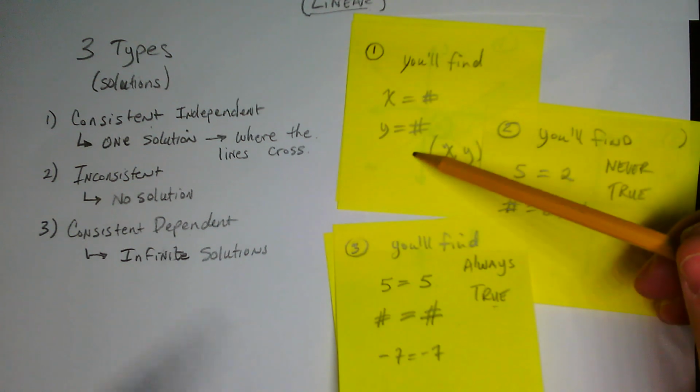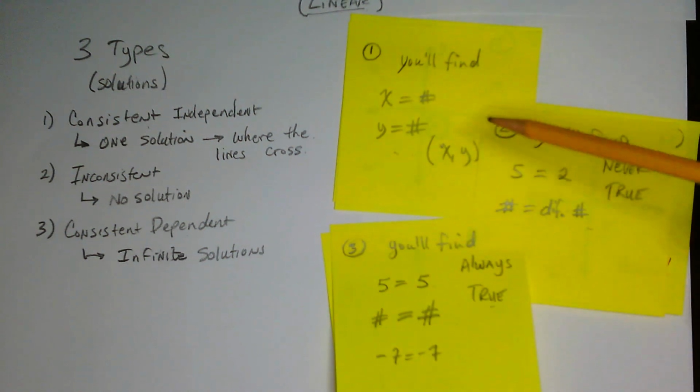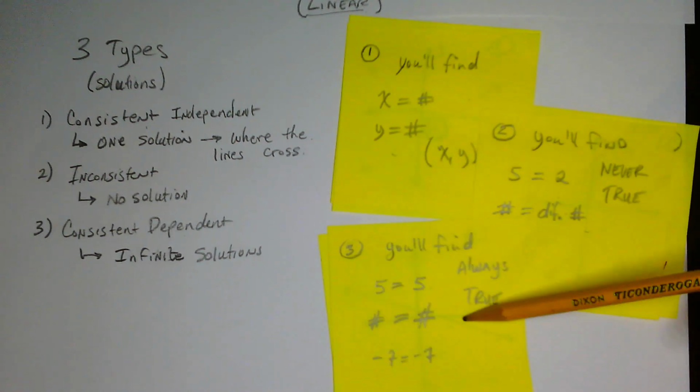This means you only have one set of numbers, one pair, one x, one y that works. You have one solution, no solutions, infinitely many solutions. Crosses once, parallel, coincides.